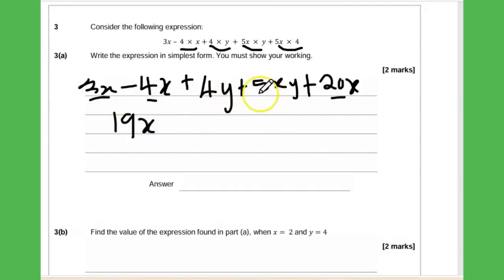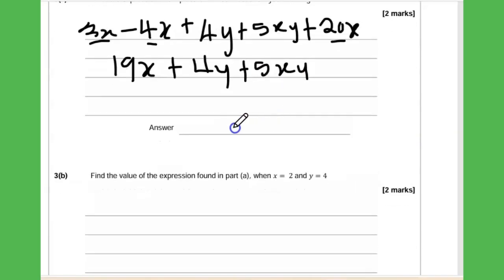Then let's look at this. Are they like terms? No. So just go and write them the way they are. I'm going to write 4y, because I can't add 4y to 5xy, and I'm going to write 5xy. And that is our final answer. So we can simply write it here: 19x plus 4y and plus 5xy.